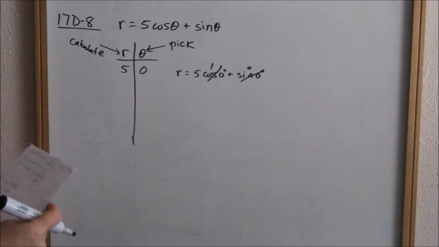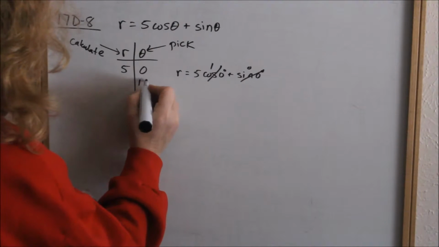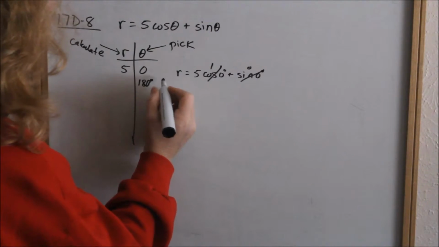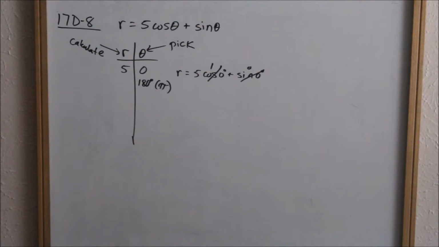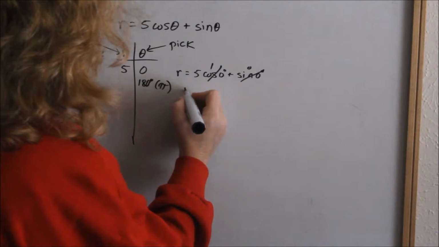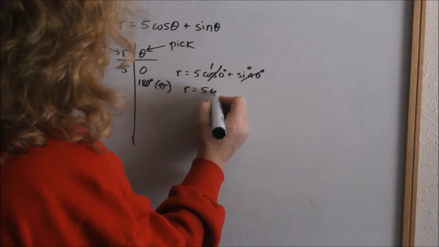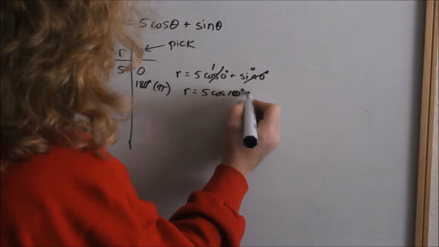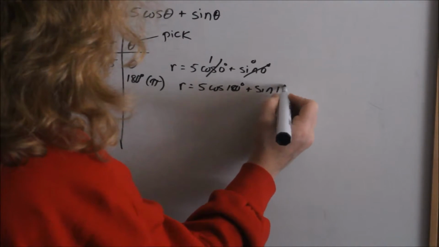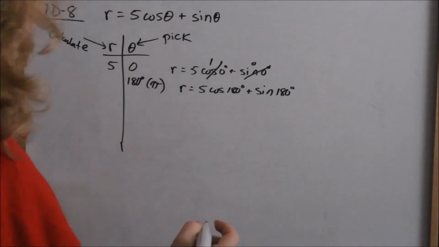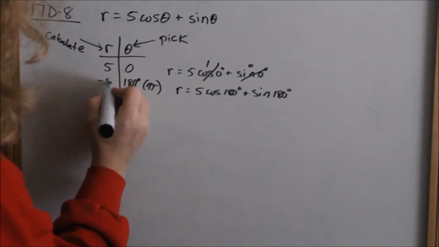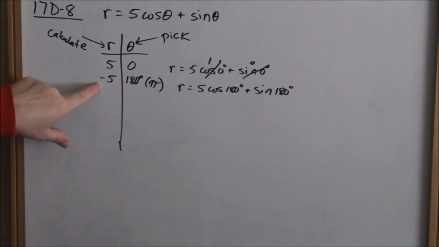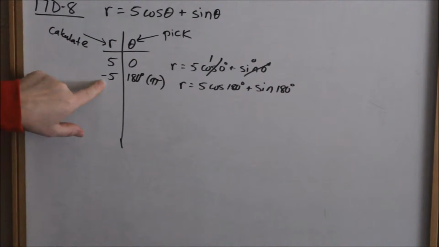Okay, now what if I picked 180 degrees? And since your graph is labeled by radians, I'll just put that there. 180 degrees is pi. So essentially I have r equals 5 times cosine of 180 degrees plus sine of 180 degrees. When you go through those calculations, you come up with a negative 5. I'm going to talk about the negative values when we're on the graph.